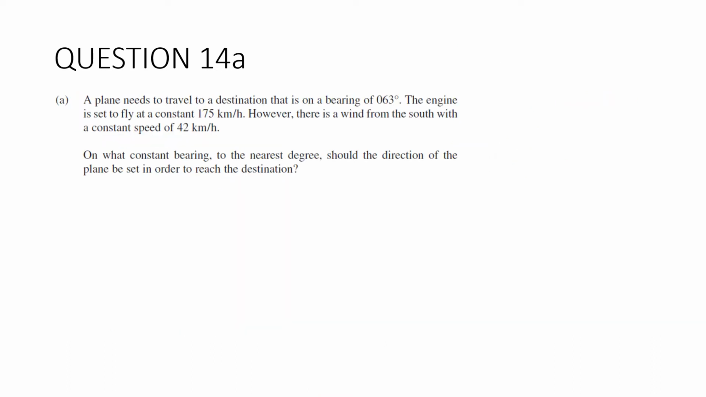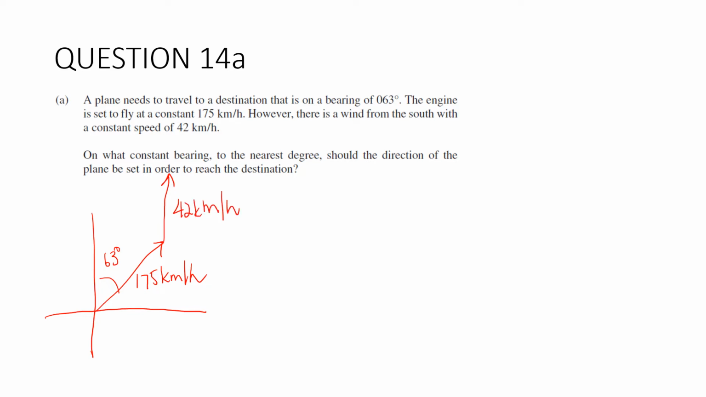Question 14a. A plane needs to travel to a destination that is on a bearing of 063. So this angle is 63 degrees. The engine is set to fly at a constant 175 kilometers per hour. But there is a wind from the south with a constant speed of 42 kilometers per hour. On what constant bearing to the nearest degree should the direction of the plane be set in order to reach the destination? So if the plane flies on a bearing of 63, it's going to be pushed off course. It's going to be pushed in the direction of that green vector. So we need to adjust.